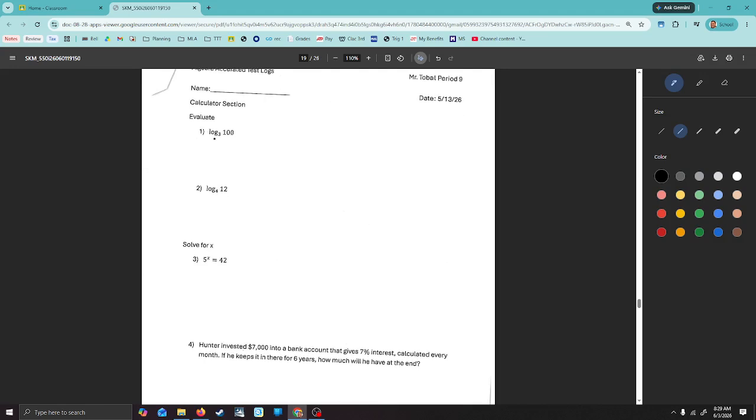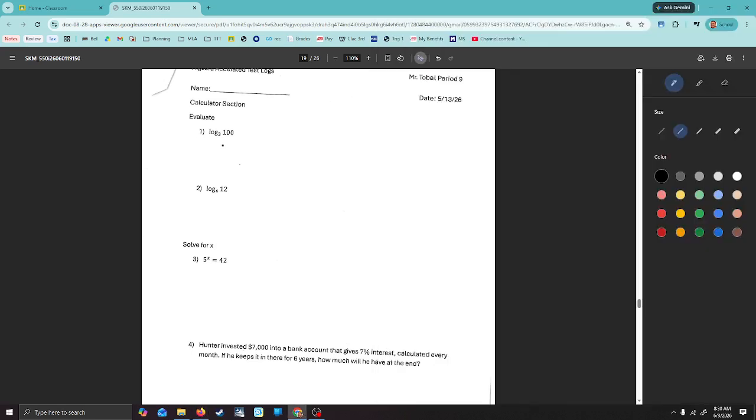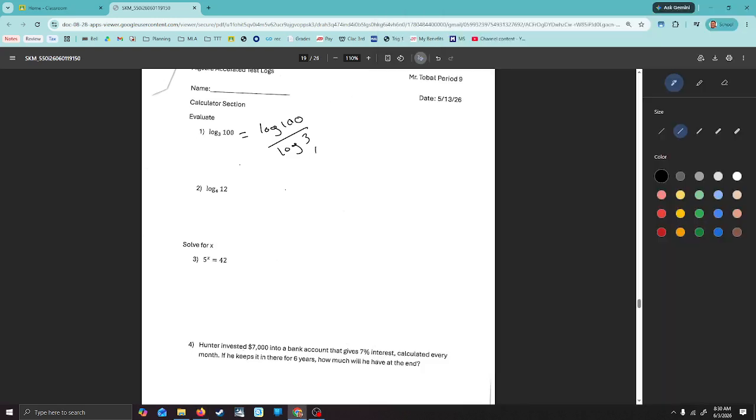First off, we have log base 3 of 100. Remember, I don't have log base 3 on my calculator. I only have normal log, and I only have ln. So because I don't have that, I'm going to have to rewrite it as log 100 over log 3. So I just take my calculator and type log 100 divided by log 3. 4.19.